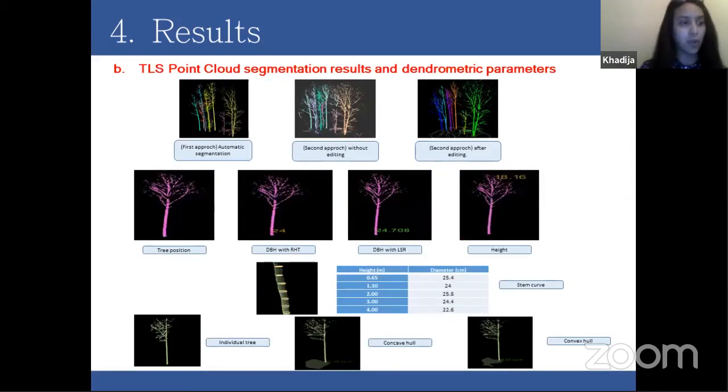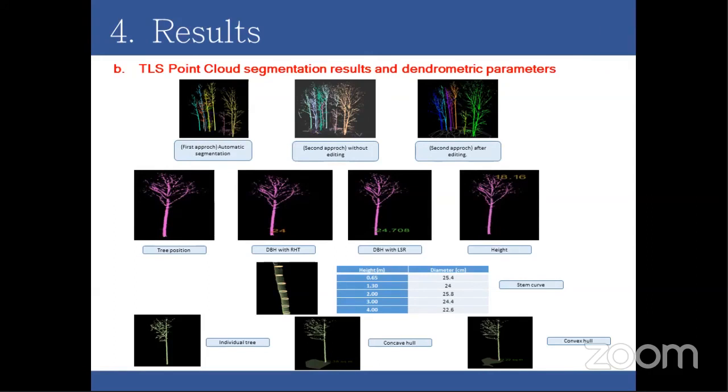For the TLS point cloud, we tested two approaches of segmentation. The first one is automatic, and the second one needs manual editing. Different other dendrometric parameters are to be explored from the TLS point cloud. For example, we have tree position. This parameter is very important because it is from the planimetric position that all the dendrometric parameters will be measured.